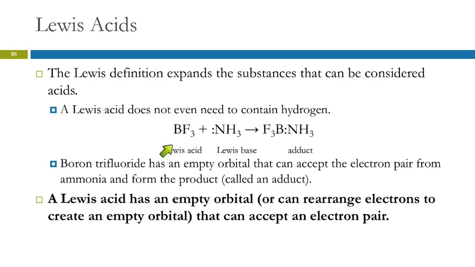So an example is boron trifluoride. This can act as a Lewis acid with ammonia, the base. And so it accepts this electron pair and forms what's called an adduct. So these two are coming together, they're forming one molecule. This works because the boron trifluoride has an empty orbital. That empty orbital can accept that electron pair. So Lewis acids will either have an empty orbital or the ability to rearrange electrons to create an empty orbital that can accept an electron pair.